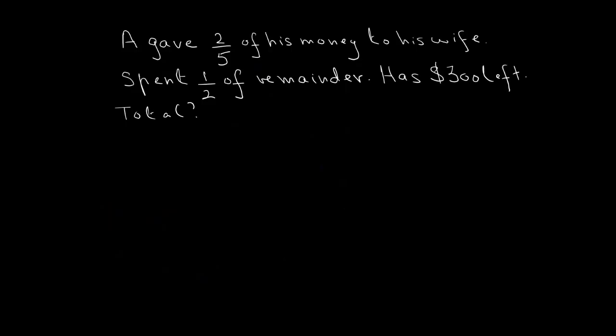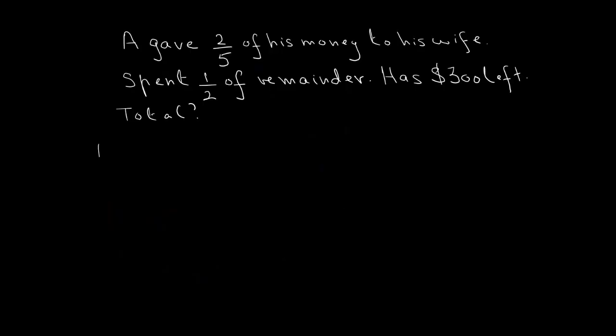So let's look at the bar model. We have a bar. This represents Mr. Anderson's money. And since he's going to give 2/5 of his money to his wife, I'm going to break it up into fifths. 1, 2, 3, 4, 5. So these are fifths. And he's going to give 2/5 of his money to his wife. So this is the money that he has given away to his wife.